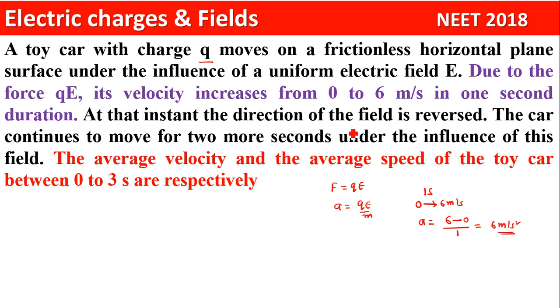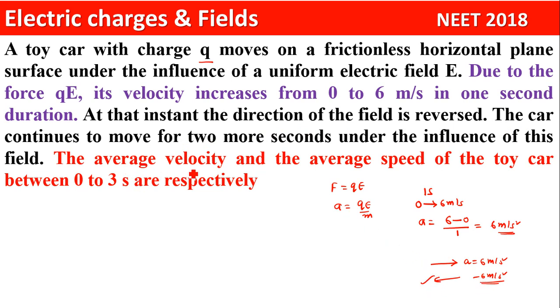Now at that instant, the direction of the electric field is reversed. So in 0 to 1 second, the toy car has gone from 0 to 6 meter per second, and at that instant the electric field has been reversed. Because the electric field is reversed, the acceleration, earlier 6 meter per second square, will now be minus 6 meter per second square after 1 second. Understand? The car continues to move for 2 more seconds under the influence of this field.